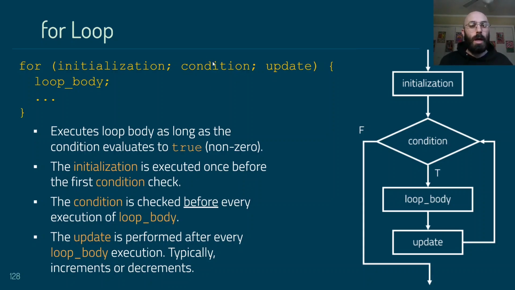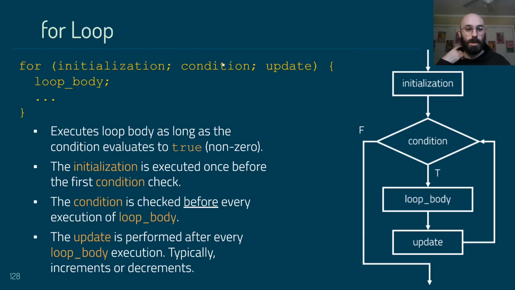If that's true, it goes down into the loop body and performs the lines of code inside of there. Once our loop body is done, it comes back up and goes to the update statement here. The update statement runs every time after the loop body, and it typically updates that control variable. Oftentimes it just increments or decrements that control variable. And then once the update block is done, it goes to the condition and checks that condition again.